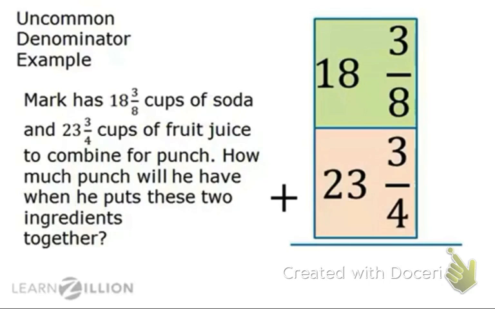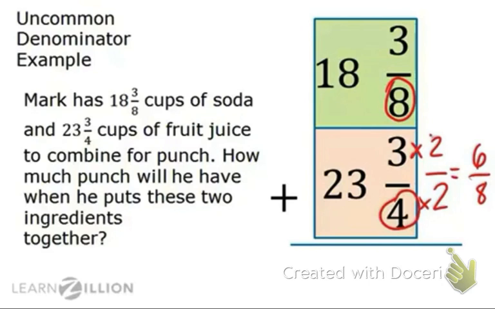First, let's convert the fractional parts to common denominators. 8 and 4 have a least common multiple of 8, so we simply need to change the 3/4 into 8ths. We can do this by multiplying both the numerator and denominator by 2. This will give us 6/8. Because we're multiplying by 2 over 2, which is another way of saying 1, we're not changing the value.